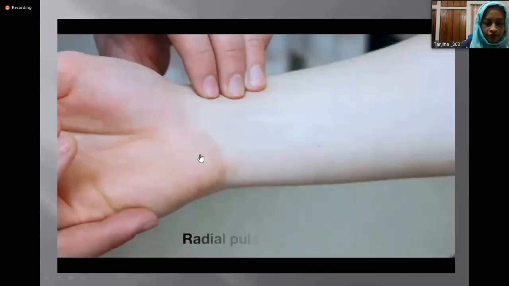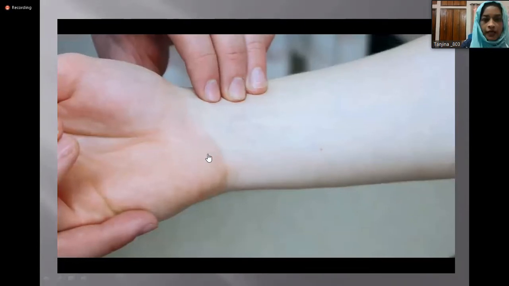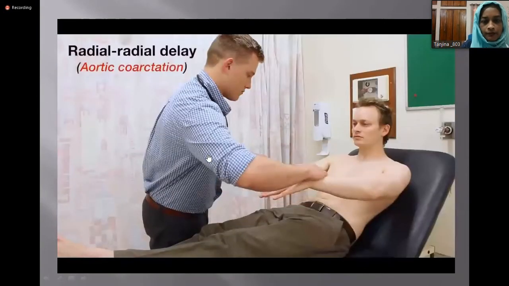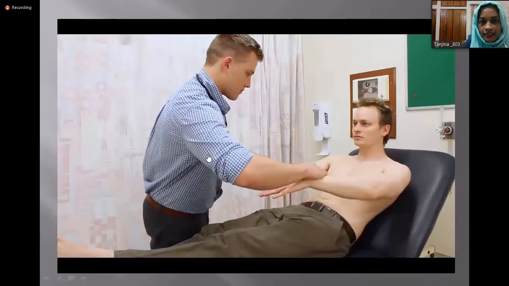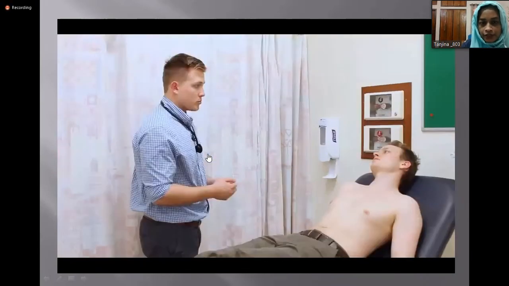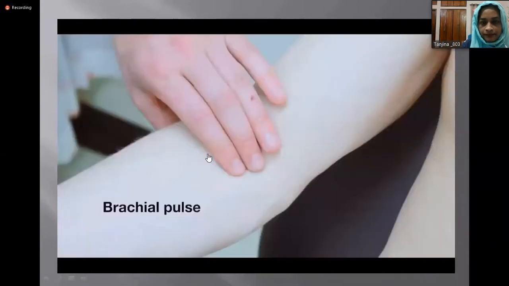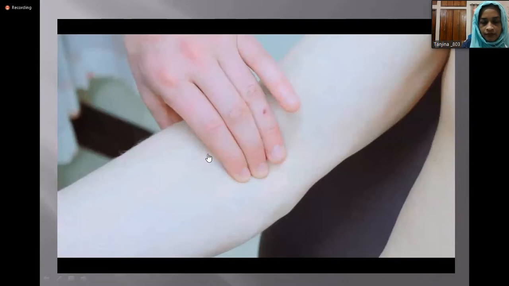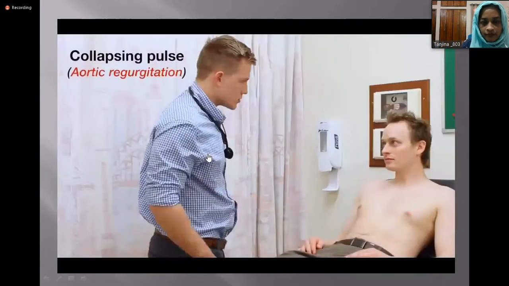First, start with the examination of the radial pulse. Assess the rate and rhythm of the radial pulse with 3 fingers on the flexor surface of the hand. Then compare both sides, to see if any radioradial delay is present, to exclude coarctation of the aorta. Then palpate the brachial pulse, and examine the collapsing pulse to exclude aortic regurgitation.